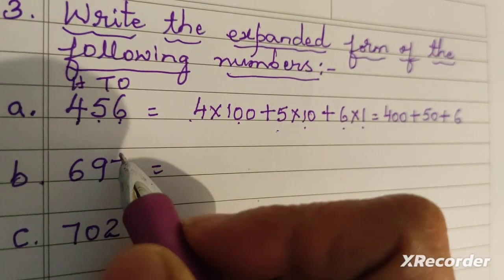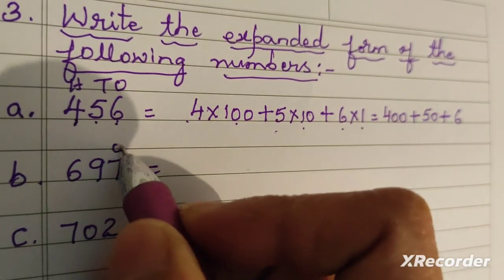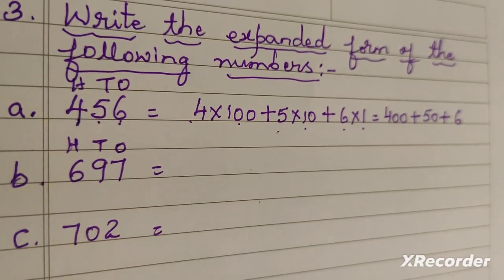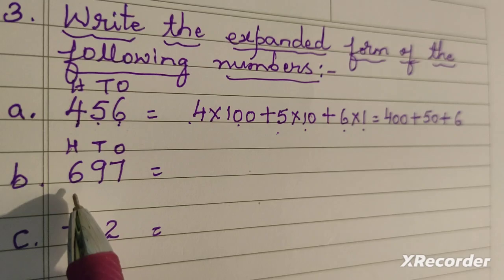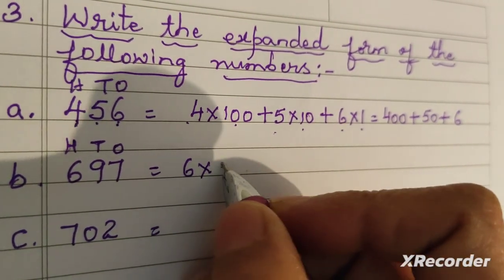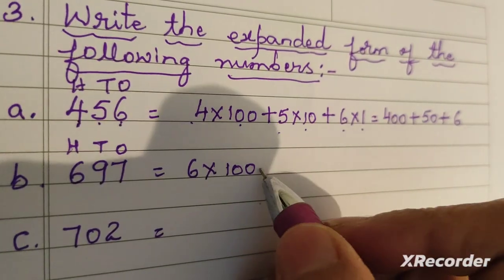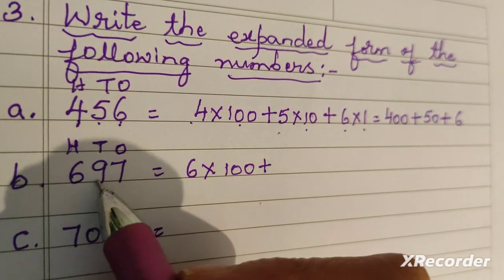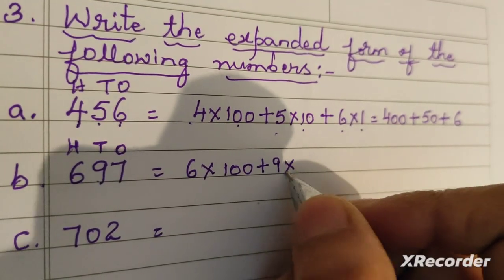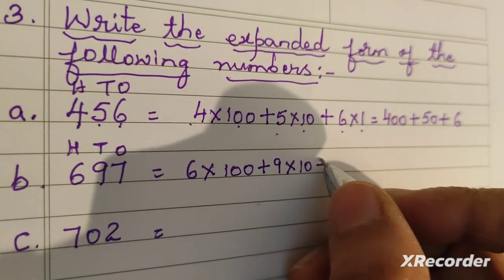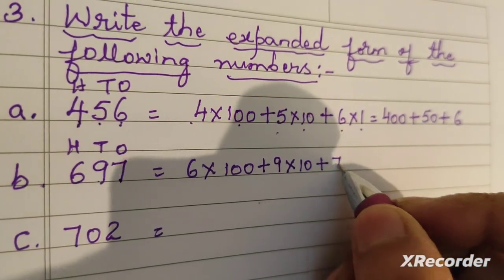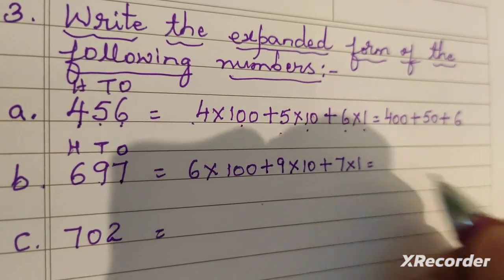697. Write the place value, ones, tens, hundreds. Now 6 is in which place? 6 is in hundreds place. 6 into 100 plus 9 is in which place? Tens place. 9 into 10 plus 7 is in which place? Ones place. 7 into 1.